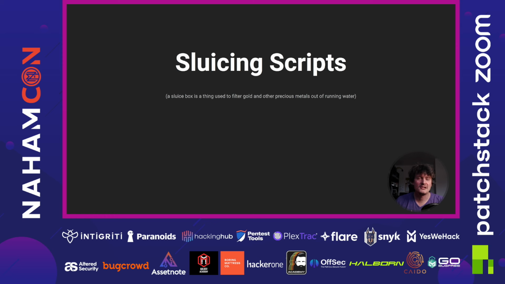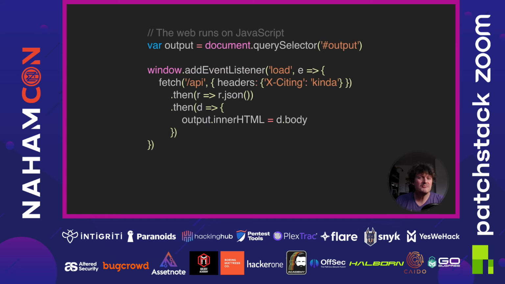Now, if you didn't know, a sluice box is a thing used to filter gold and other precious metals out of running water. But as you might know, the web pretty much runs on JavaScript, and it looks a bit like this. Complicated syntax, braces and quotes all over the place, generally a little bit of a mess, and it has a little bit of a reputation for being that way.